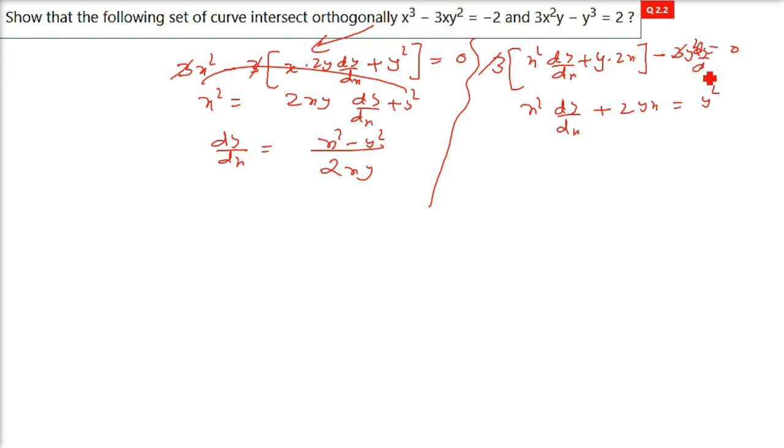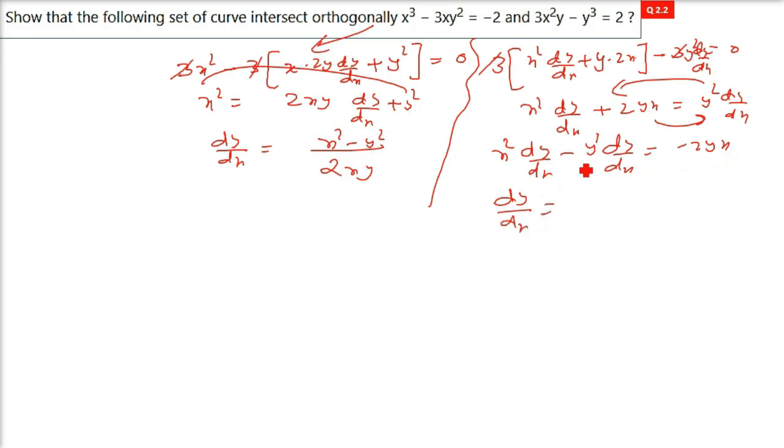Because in order to get negative 1, you have to have things which are similar looking. Because if you divide two things and it is negative 1, what does that mean? They have to be similar. So I've just included that dy by dx which I just missed. Now this x square dy by dx, you can take dy by dx common, you will get x square dy by dx minus y square dy by dx. This is going to be equal to negative 2yx. Again, dy by dx you can take common, it would be x square minus y square. This x square minus y square goes in the denominator. It will be negative 2yx divided by x square minus y square.